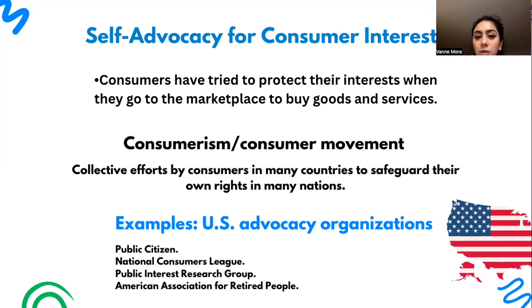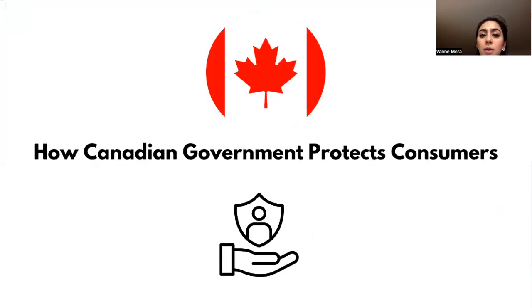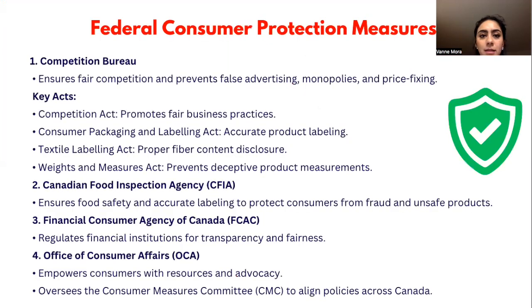And now we're going to talk about how the Canadian government protects consumers, especially since we are here in Canada. Let's start with the federal consumer protection measures. We have four of them. The first one is the Competition Bureau. This one ensures fair competition and prevents false advertising, monopolies, and price fixing.